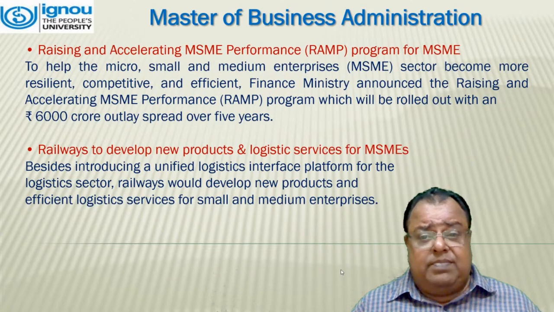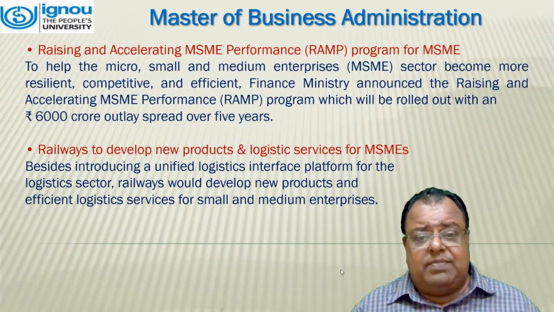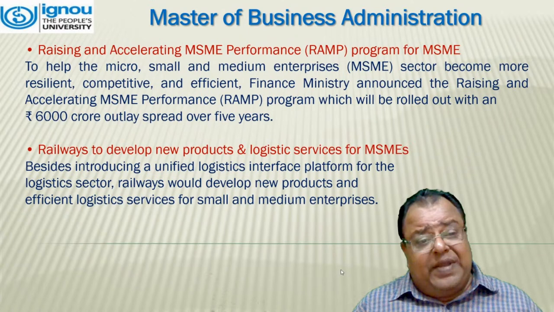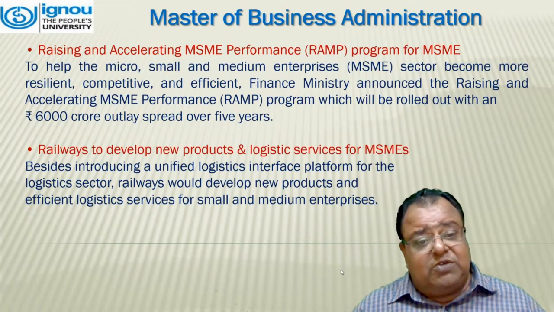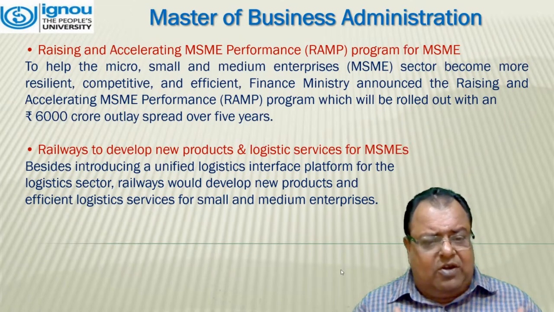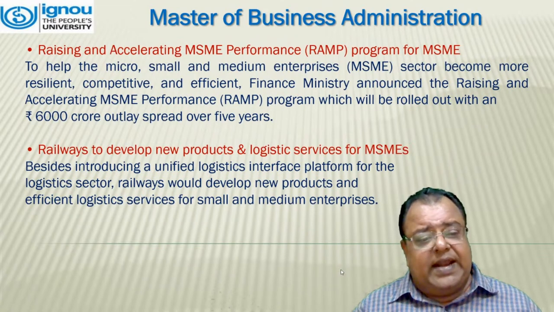Raising and Accelerating MSME Performance program, to help the micro, small and medium enterprises sector become more resilient, competitive and efficient. The Finance Ministry announced the Raising and Accelerating MSME Performance program, which will be rolled out with a rupees 6,000 crore outlay spread over a period of 5 years. They invest to develop new products and logistics services for MSME. Besides introducing a unified logistics interface platform for the logistics sector, Railways would develop new products and efficient logistics services for small and medium enterprises.